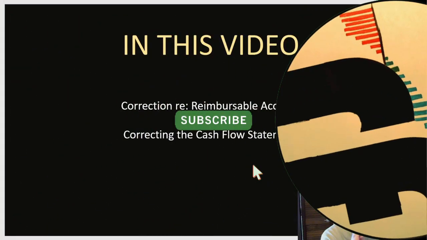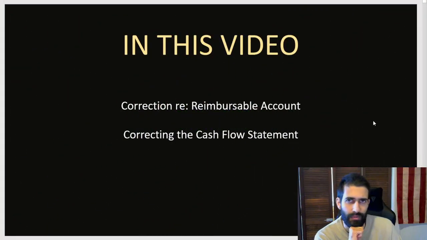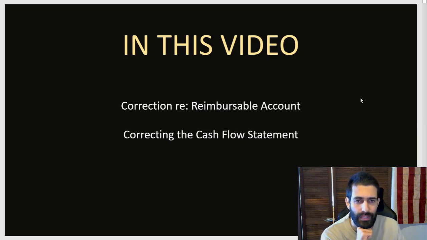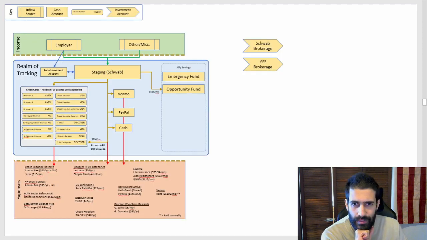So there are two mistakes, well really one mistake that's manifested in two ways that I've been making for a pretty long time here, and has to do with the reimbursement account. So this video is just going to be about correcting that, both on the diagram and the cash flow statement. So let me show you what I mean.